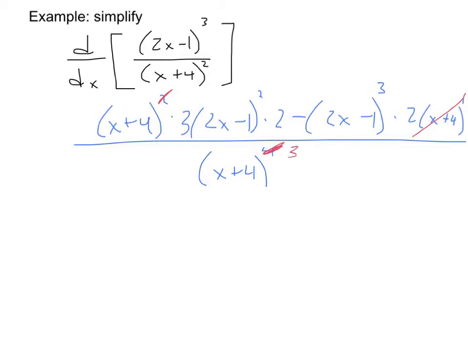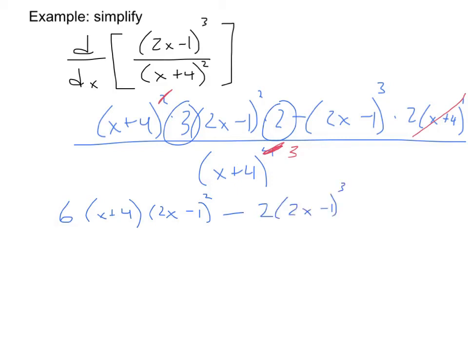Now that I've done that, I can clean this up, right? I'm going to have 3(x plus 4) times (2x minus 1) squared. And I just realized that that 3 in the front really should have been a 6 because we had 3 times 2. Minus, we've got our 2 times (2x minus 1) cubed. And this is all over (x plus 4) cubed. I really feel like any of you should have been able to get here.